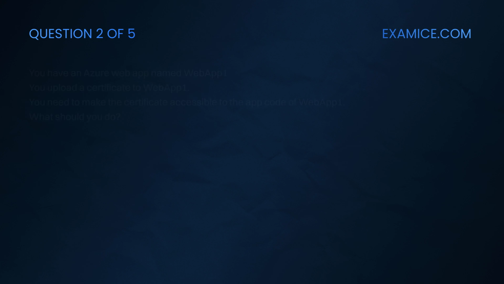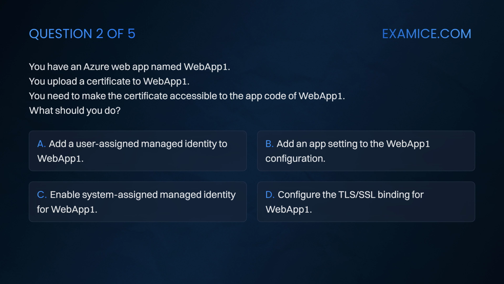Question 2. You have an Azure web app named Web App 1. You upload a certificate to Web App 1. You need to make the certificate accessible to the app code of Web App 1. What should you do? Option A. Add a user-assigned managed identity to Web App 1.